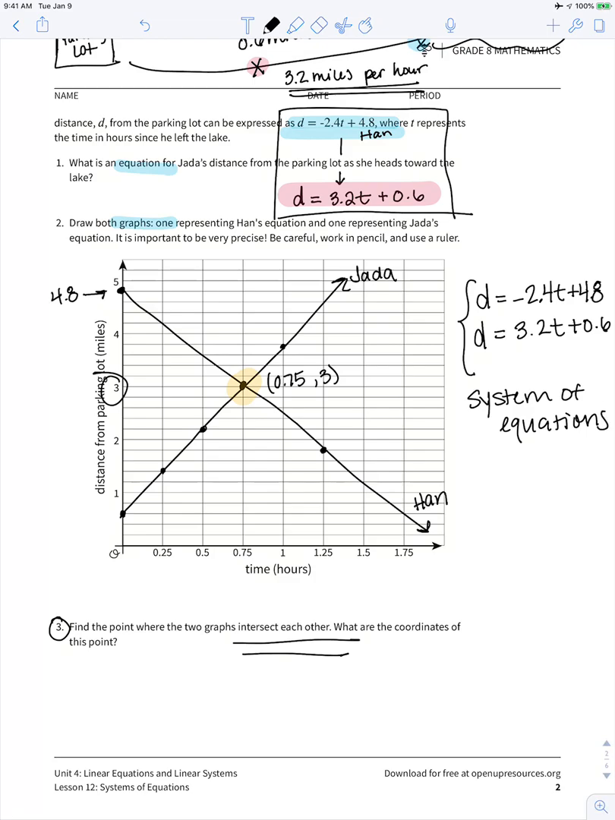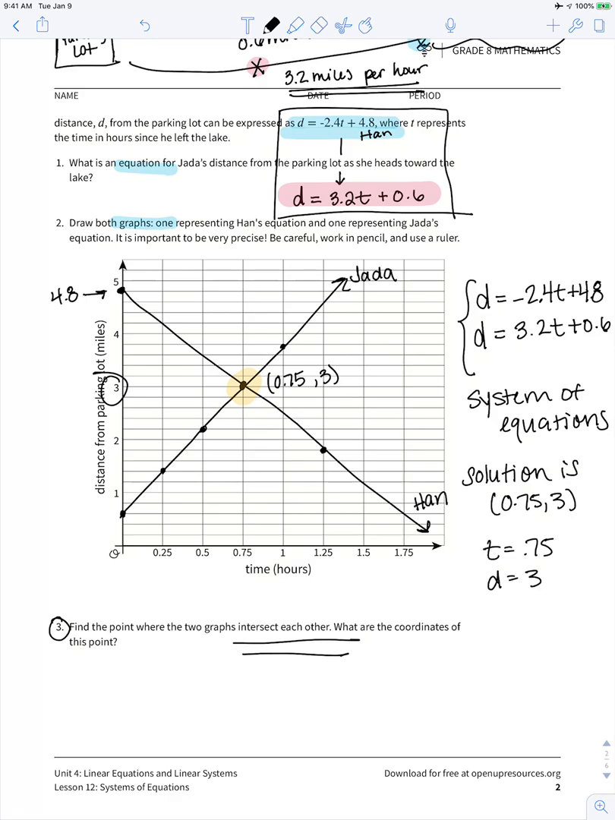And I would also say the solution is (0.75, 3). Or you could sometimes say like T is 0.75 and D is 3, whatever you want to do, but you have to identify that solution. Okay? Alrighty, so let's finish this up.